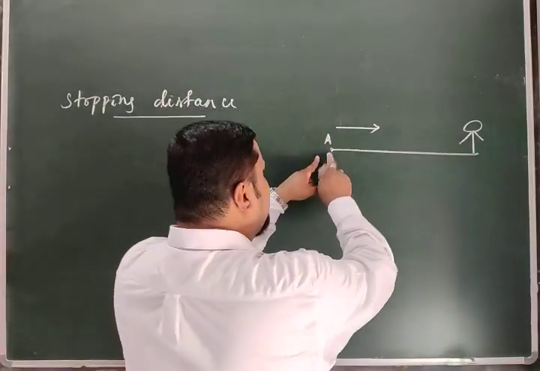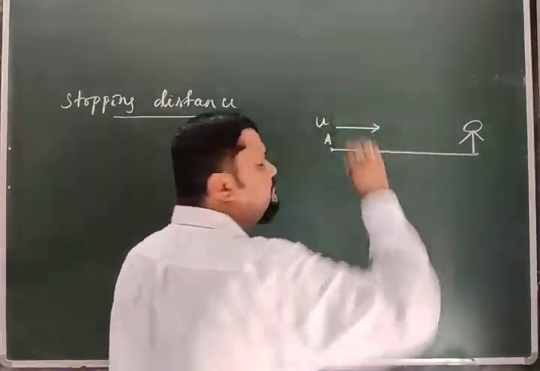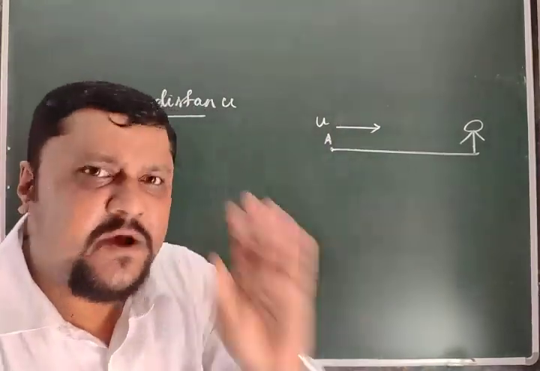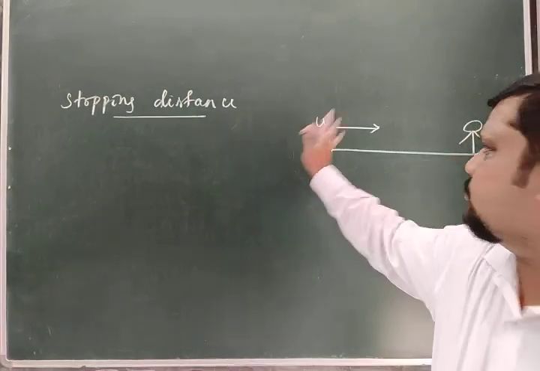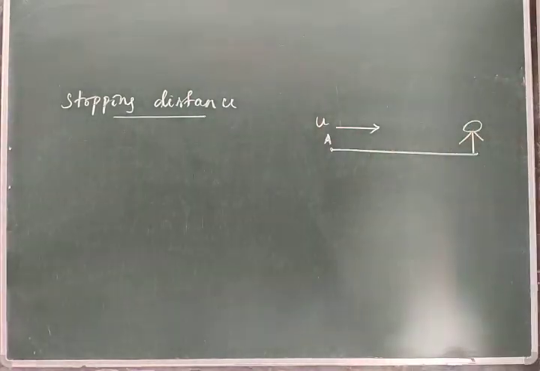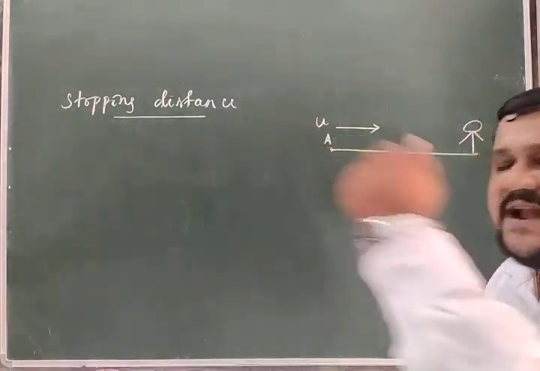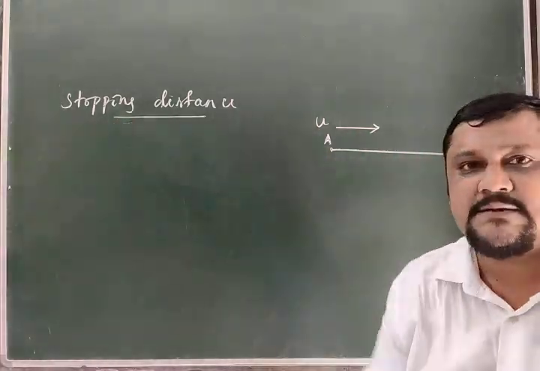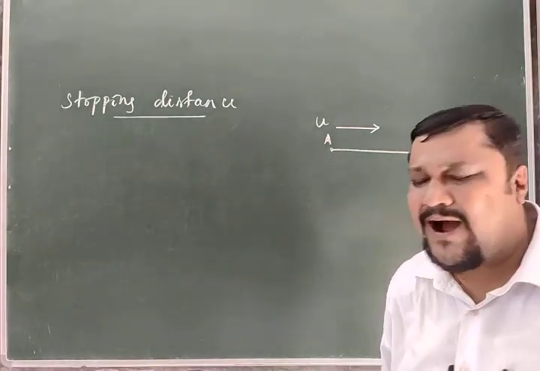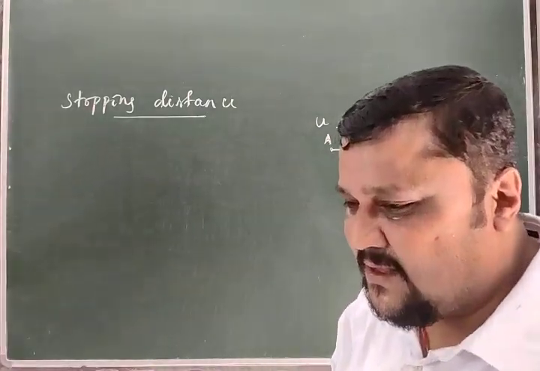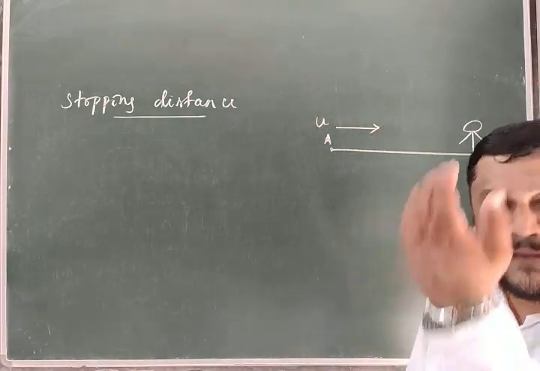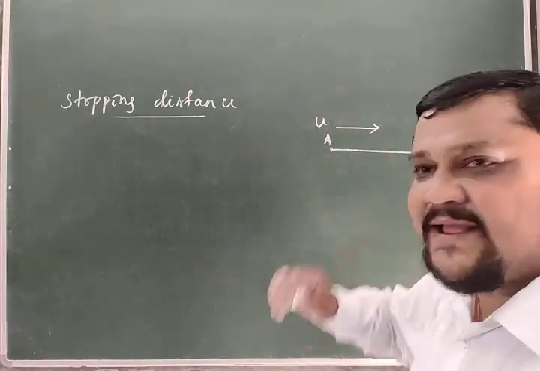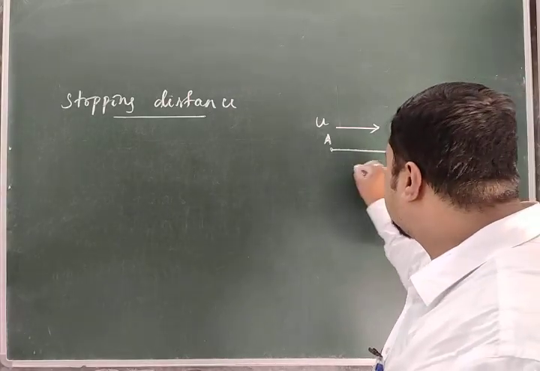When you see this, your velocity at this point is u. You have initial velocity u because you are riding your motorcycle. Now you start from A and you suddenly see a person or a child standing in front of you at some distance. Then you suddenly apply the brake. Applying the brake means you are giving retardation. You are decreasing your velocity. You are retarding, means you are applying an acceleration minus a.